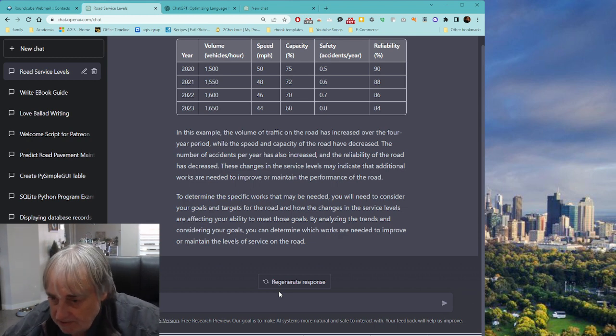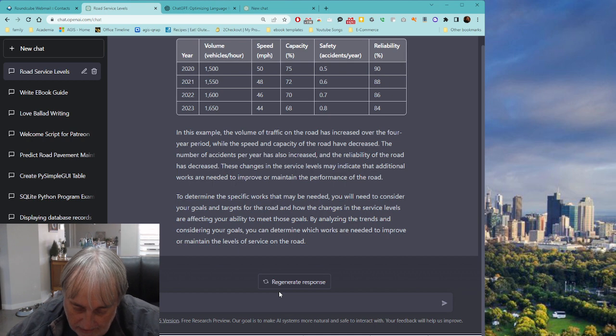So we just ask the question, when will reliability drop to, say, 80%?